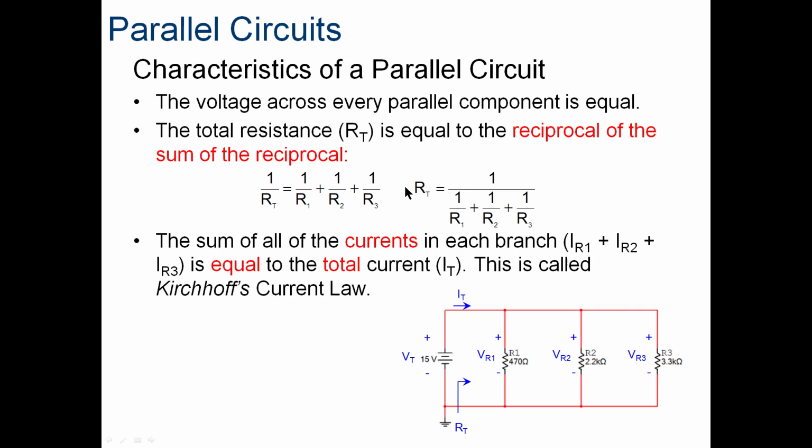So think about that equation for a second. All that this says is my total resistance is always going to be smaller than the smallest resistor that I have in the circuit. Now Kirchhoff's current law says that the sum of the currents in each branch, so the current going down through resistor 1 plus the current going down through resistor 2 plus the current going down through resistor 3, is equal to the total current coming in here at IT. That makes sense too.